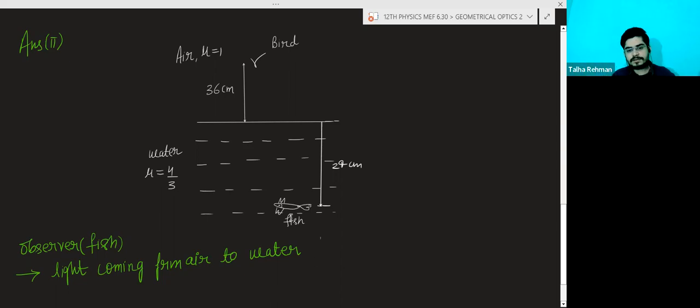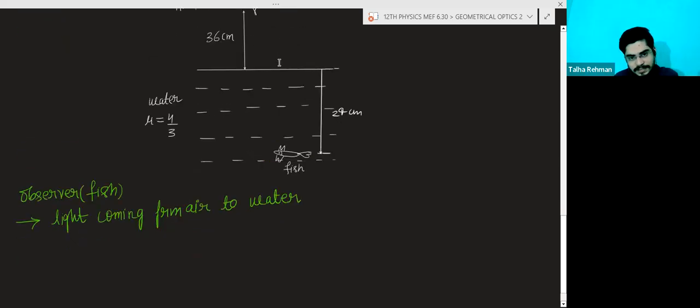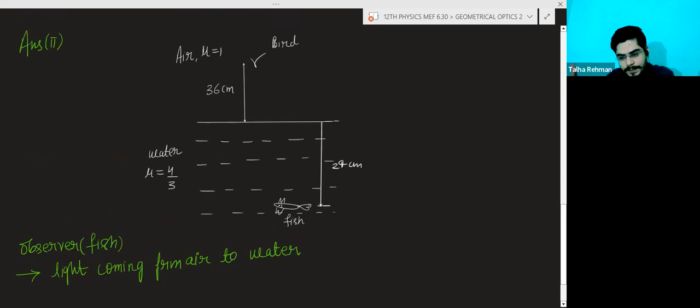So in this case also the fish is watching the bird. So light is coming from air to the fish. That is why this fish is able to see this bird. And by the refraction, this bird appears to be somewhere else.